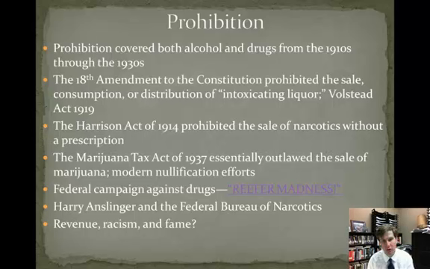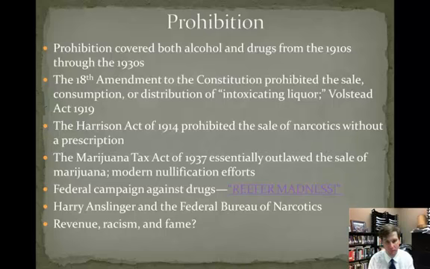This essentially outlawed narcotics. Before 1914, you could get cocaine over the counter. You could get things like opium over the counter. That was called laudanum. It was for headaches. So this outlawed those types of things. And the Marijuana Tax Act of 1937 essentially outlawed the sale of marijuana. And so now marijuana became illegal.